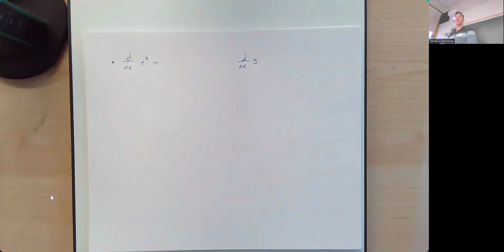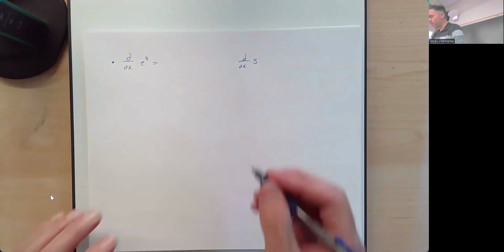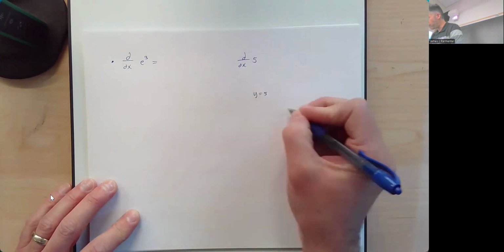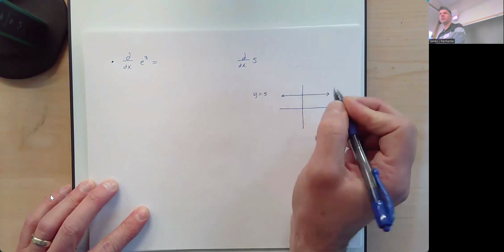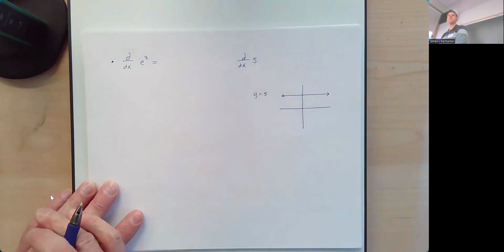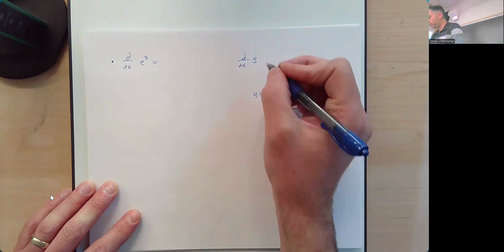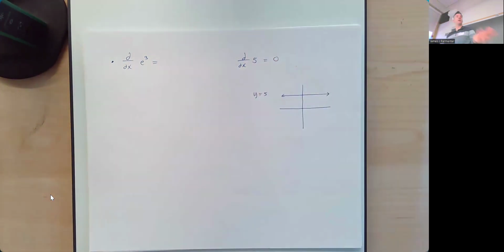Close. 0, right? Because if you think about graphing y equal to 5, it's a horizontal line, like that. And what's the slope of that line? 0. Right? Functions that are constants always have the same y value no matter where you are. They always have a slope of 0, and their derivative is 0.